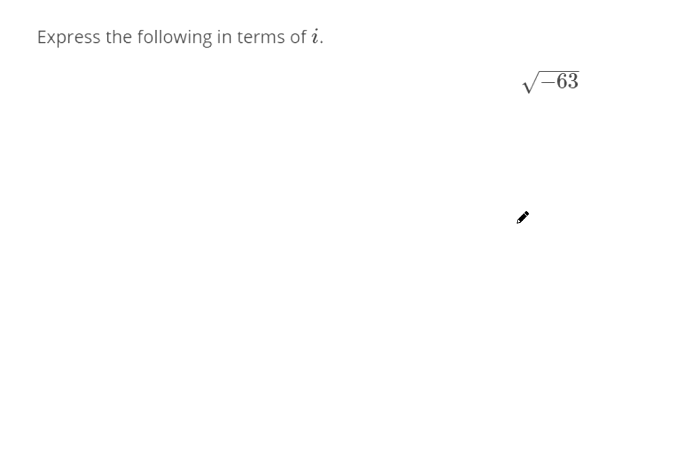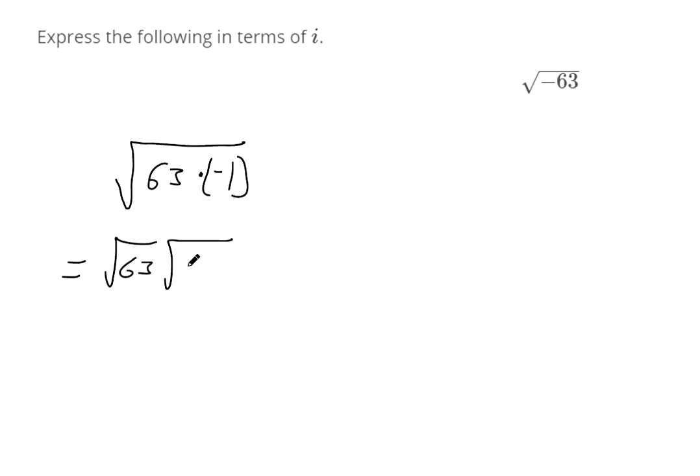When they say they want this in terms of i, look, this is the square root of 63 times negative 1, right? Because if you multiply 63 by negative 1, it makes negative 63. So this is the same thing. And the reason I pulled out the negative 1 is because that's the definition of the imaginary number, right? So that's our square root in terms of i.